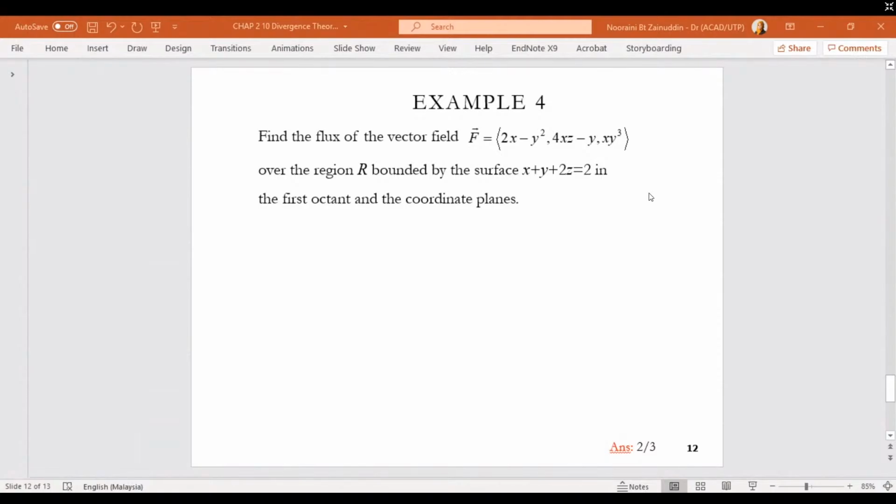Yes, because it is given there is the first octant, so in the first octant x, y, z are all zero or greater, and coordinate planes mean x equals 0, y equals 0, and also z equals 0. Coordinate planes meaning the axes, axis x, axis y, and also axis z. So normally x, y, z start with 0.